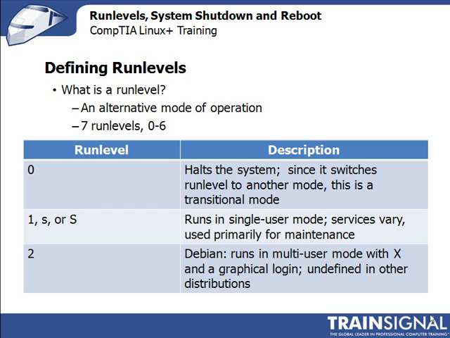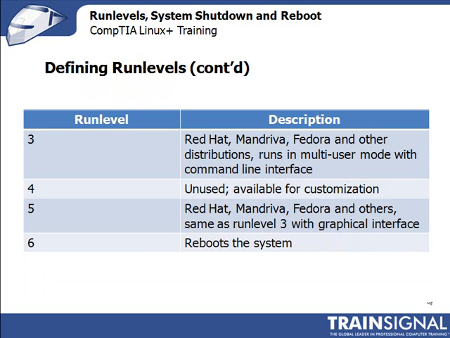Under the Debian distribution, Run level 2 launches Linux in a multi-user mode with a graphical user interface called X. Let's move on to the remaining 4 run levels. We have 3 up next, and under Red Hat, Mandriva, and Fedora, which is fast becoming a personal favorite of mine, and in fact many other distributions, this launches Linux in a multi-user mode or networking mode with a command line interface.